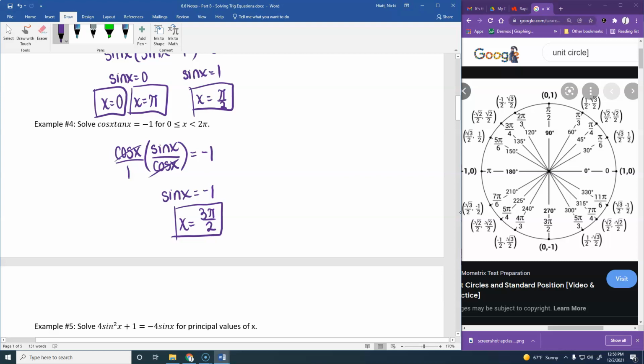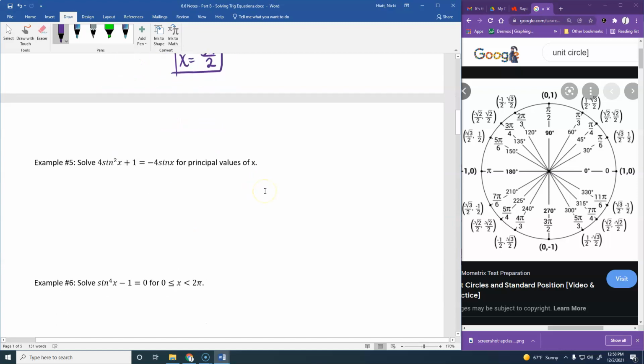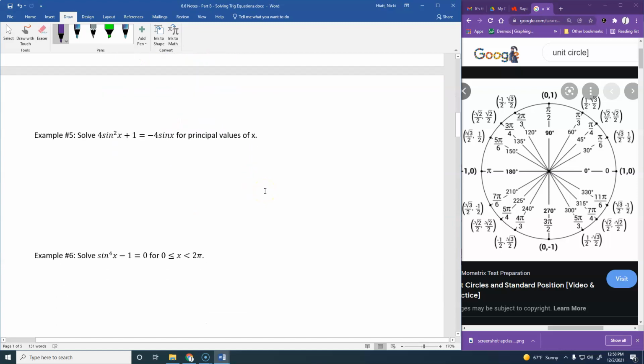So if you're changing something to sine over cosine or 1 over sine or something like that, then it is okay to cancel. But don't do it whenever you're dividing both sides by something. I know that's a little confusing, and it seems like I told you not to do something and then told you it was okay again, but it's a little bit different.